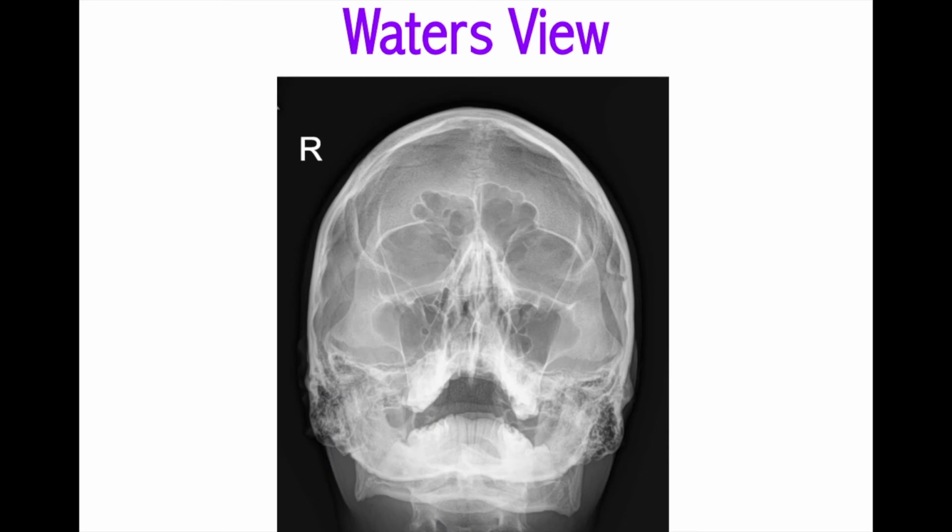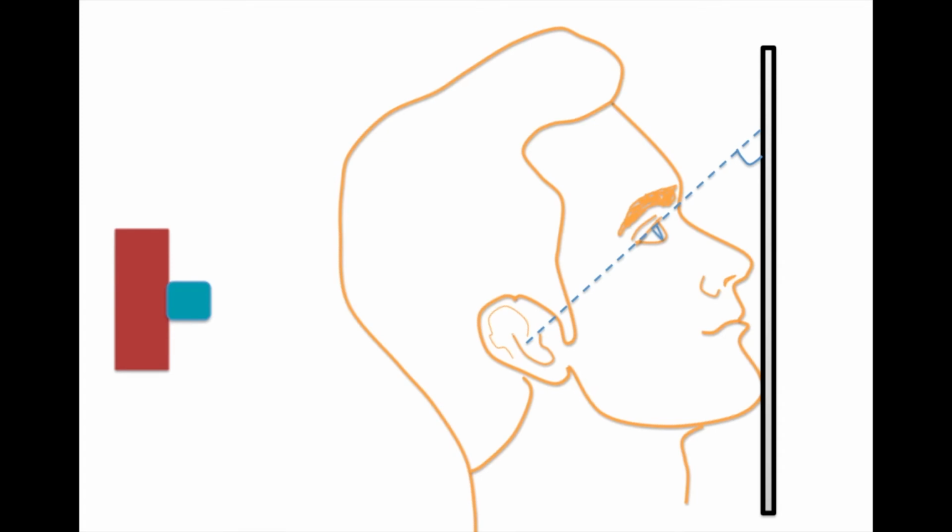Next is the Waters view. So in this, the patient is positioned such that the chin touches the image receptor and the canthomeatal line, this is the canthomeatal line, forms an angle of 37 degrees with the image receptor, and the image receptor is perpendicular to the sagittal plane.